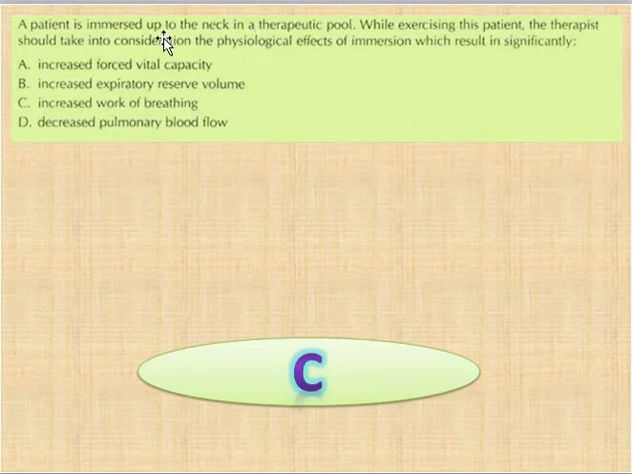उसके बाद है a patient is immersed up to the neck in a therapeutic pool. Okay, while exercising the patient, the therapist should take into consideration the physiological effects of the immersion, which result in significantly: A, increase vital capacity, B, increase expiratory reserve volume, C, increase work of breathing, D, decrease pulmonary blood flow, and the correct option is C, increase work of breathing.